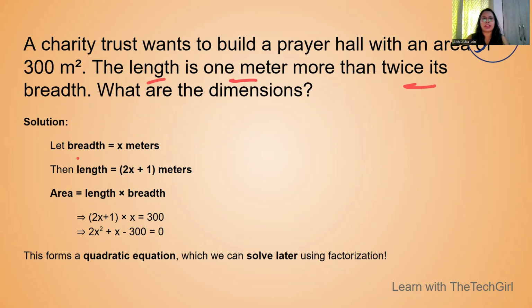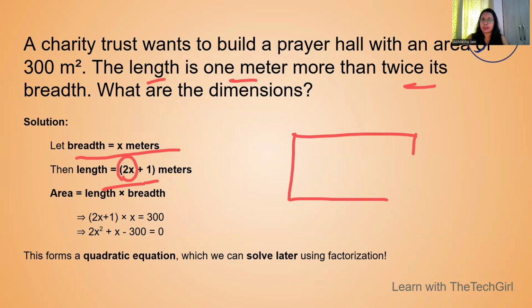So, let's say the breadth is x meters. Then your length is 1 meter more than twice the breadth. So you do twice the breadth plus 1 meters. That's your length. Now, we know the formula for area because this is a rectangle.